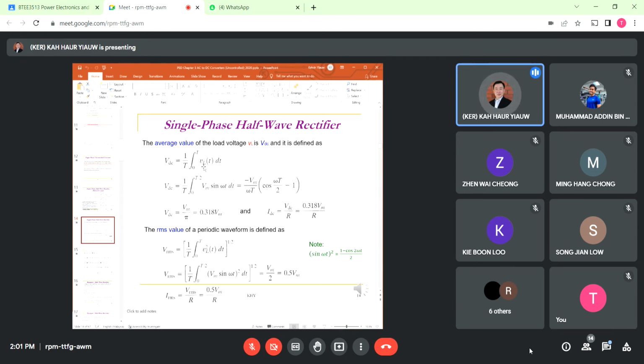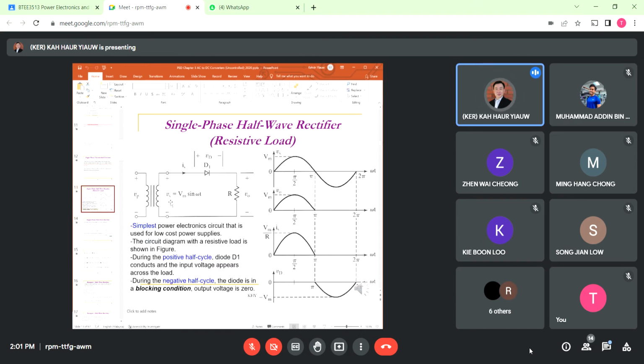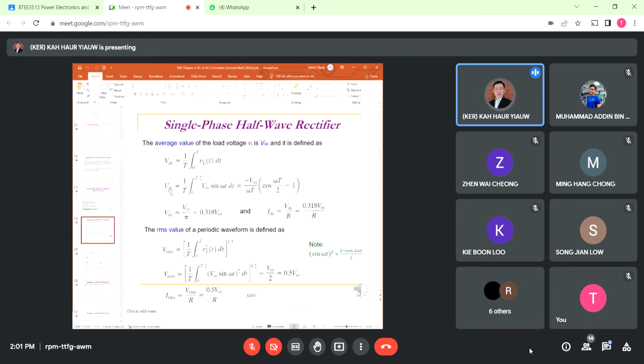Then the VL is the load signal, the supply signal, which is Vm sine omega t, because it's a sine function with the magnitude of Vm. All right, so if you do the integration, you find that your VDC is in fact equal to Vm over pi, or equal to 0.318 Vm.